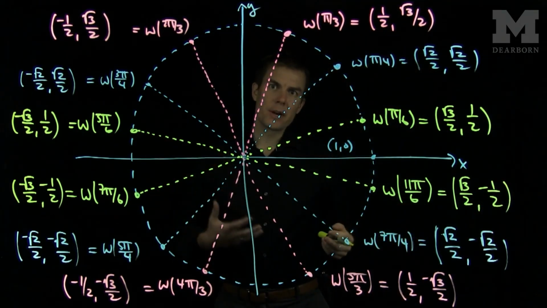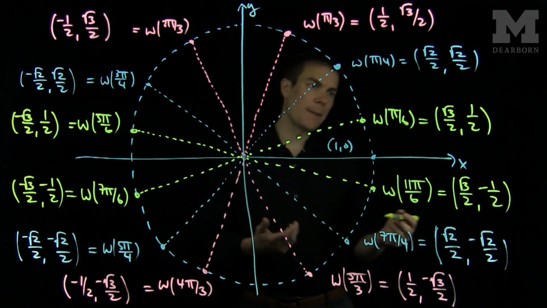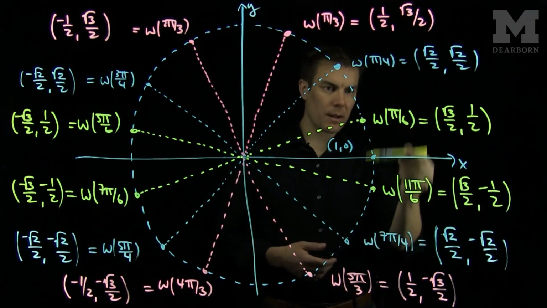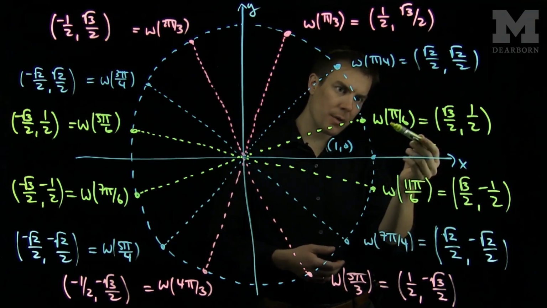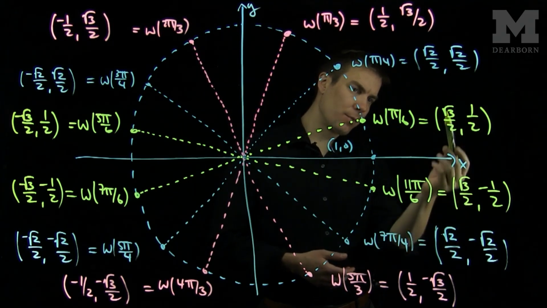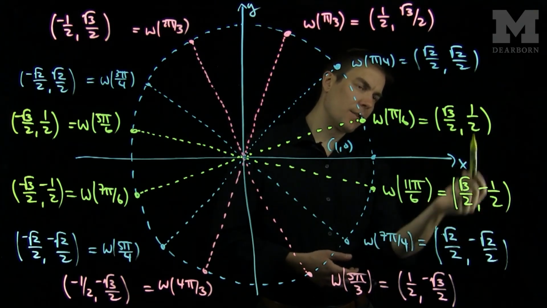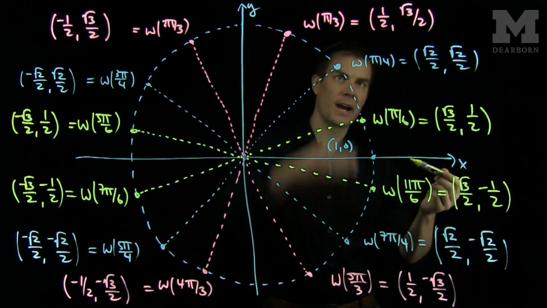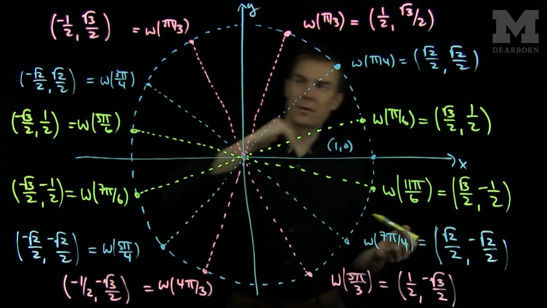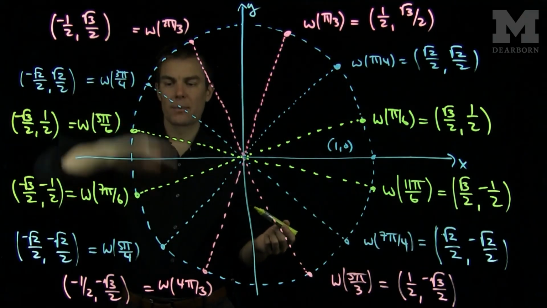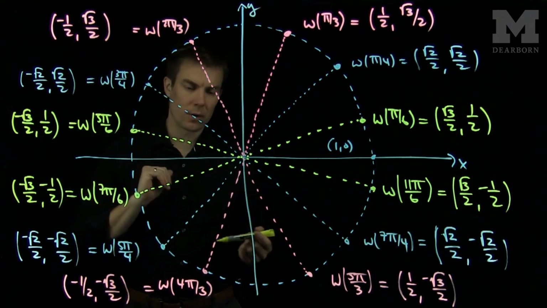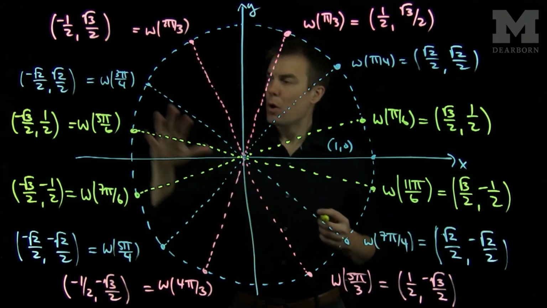And from this configuration, we can see all sorts of symmetries. For example, we can note that if I look directly above and below this pi over 6, I see that the root 3 over 2 stays the same, and I just have a negative 1/2. So the y component is going to flip signs going from the first quadrant to the fourth quadrant. And similarly over here, the y component will change from positive to negative going from the second to the third quadrant.